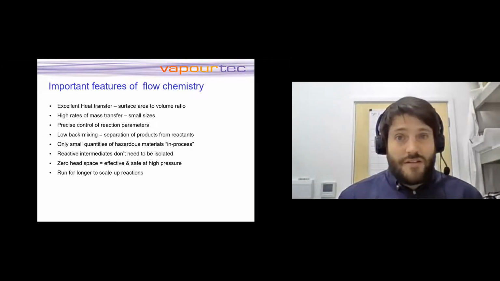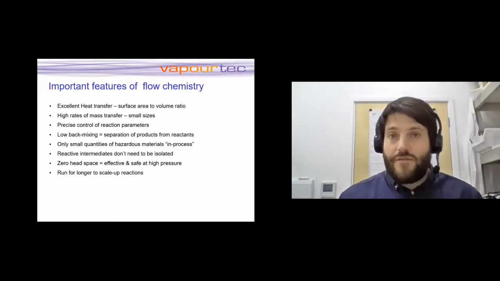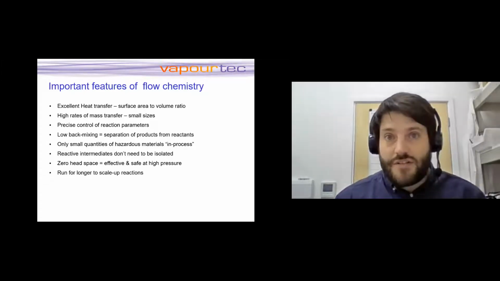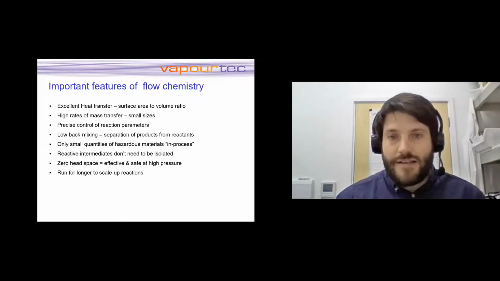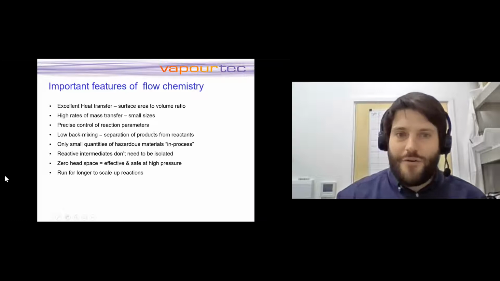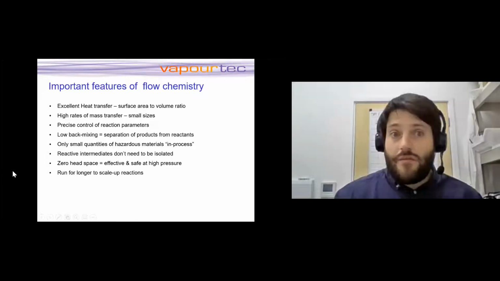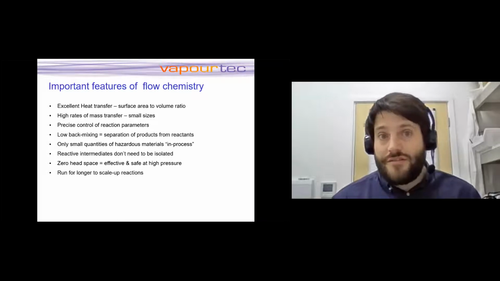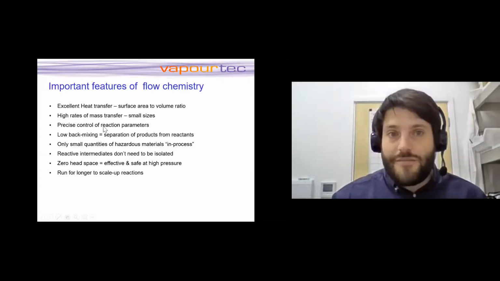We can work under pressure with no problem, which makes it very safe to go up to 250 degrees Celsius, for example, with volatile solvents. This is one of the reasons why we can accelerate chemistry in flow. And simply, if you need more product, you can just run the reaction for longer and you will collect more product.